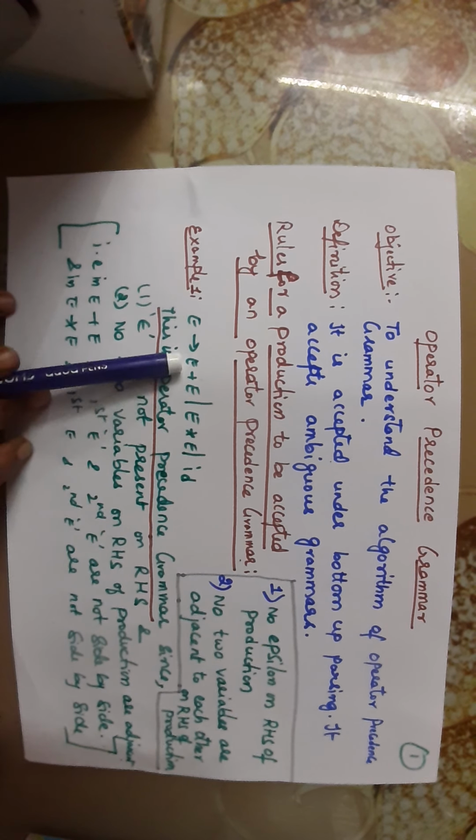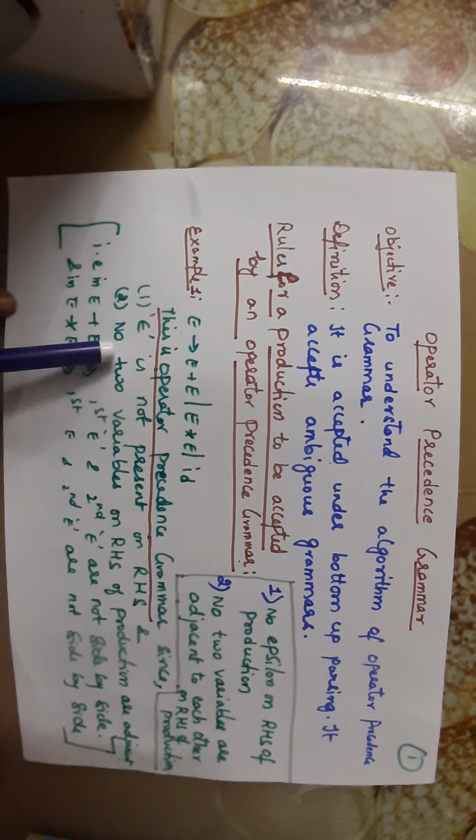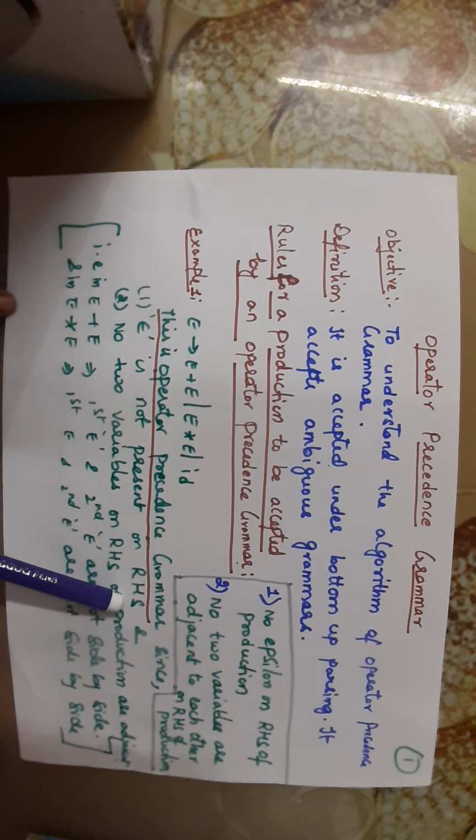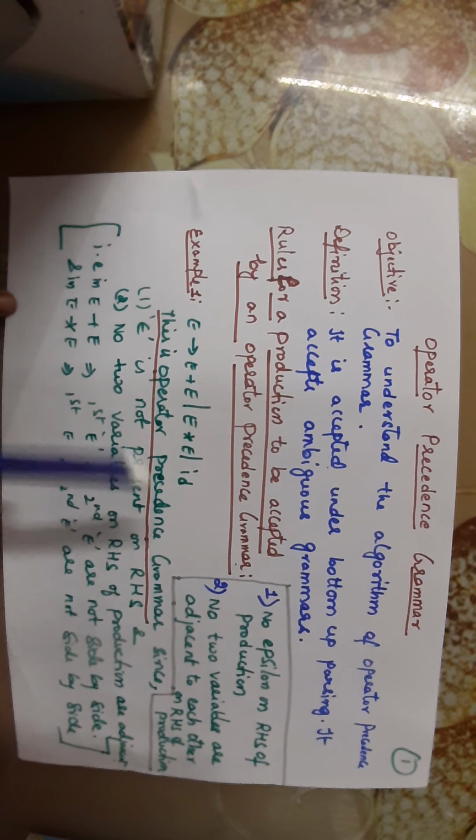And as well, if you see on the right side, there are three productions in which none of them is epsilon. So it is satisfying the first condition also. So epsilon is not present on RHS and no two variables on RHS of the production are adjacent. Hence this given grammar is operator precedence grammar. Let us see one more example.